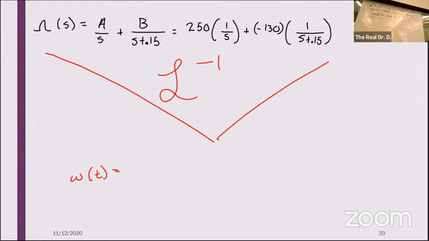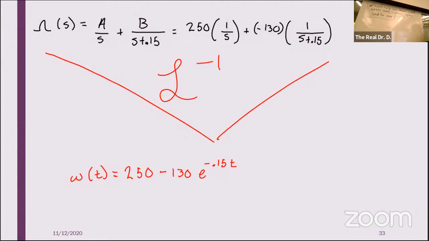So what is my inverse Laplace transform for this? 250 minus 130 e to the negative 0.15 t. That's what Kat says. Does everybody believe Kat? I'm getting some thumbs up. Good job, Kat. Nailed it. That's it.